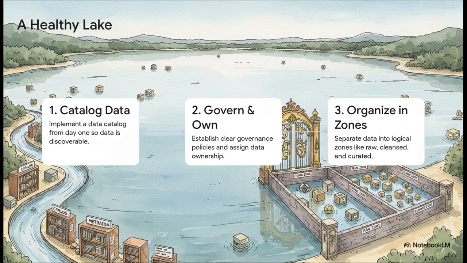So how do you do that? Well, it really boils down to 3 key things that you have to get right from the very beginning. 1, you need a data catalog, a map, really, so everyone knows what data you have and what it all means. 2, you have to set up clear rules for who owns what data and who's responsible for it. And 3, you've got to organize things into zones, like a raw zone where everything first lands, and then maybe a curated zone for data that's been cleaned up and is ready for prime time.